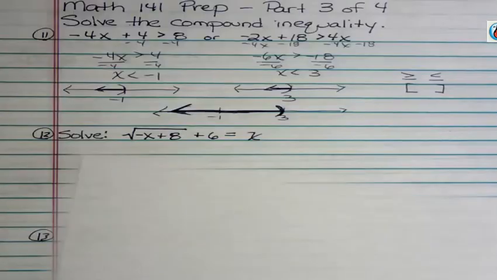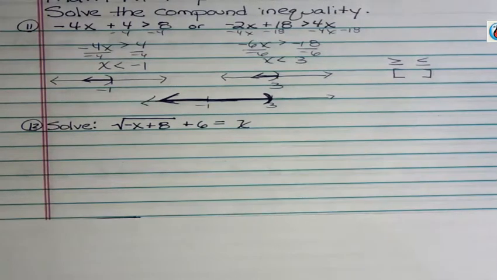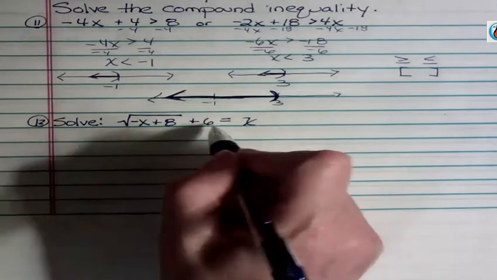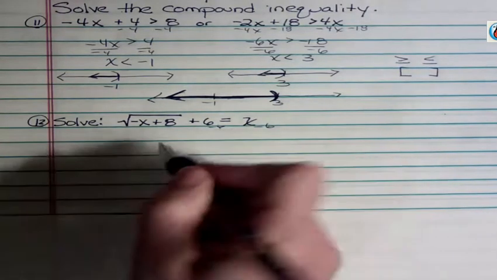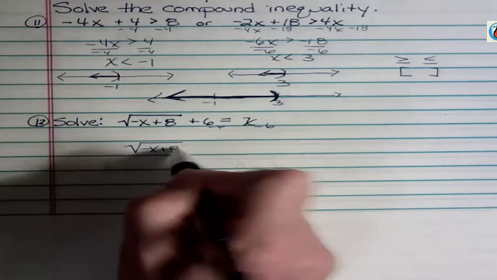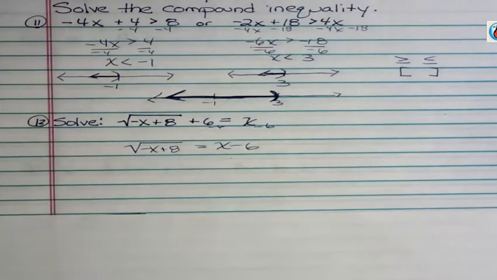Okay, totally switching gears here. Let's take a look at this one. This is an equation with a radical in it. What I want to do is take that to the second power, but first I want to move that 6 to the other side. So I'm going to get the square root of negative x plus 8 is equal to x minus 6. I'm subtracting 6 so that I get that radical alone.